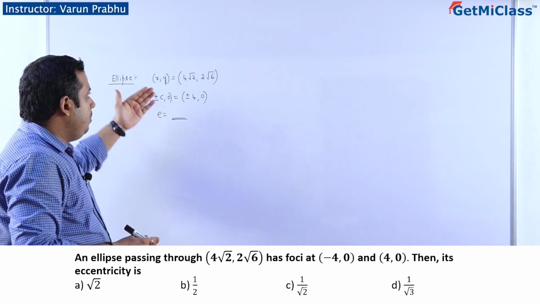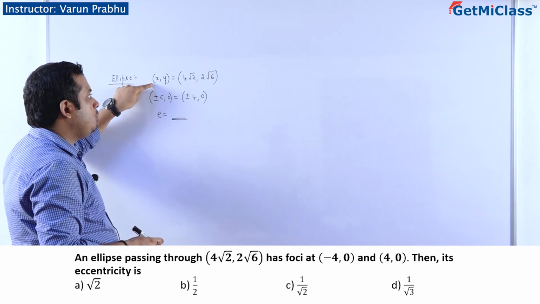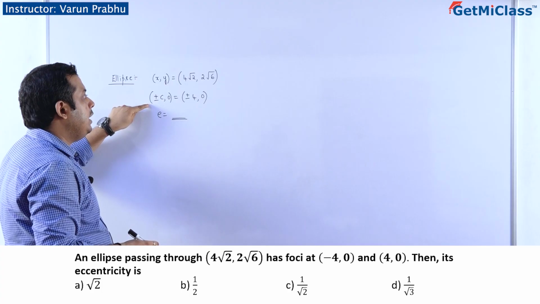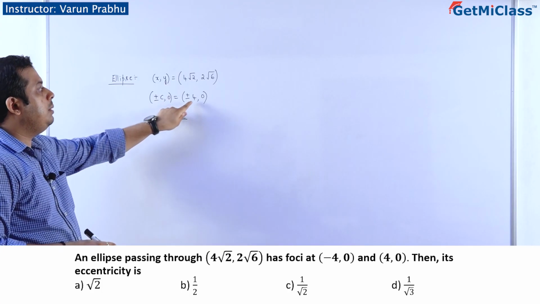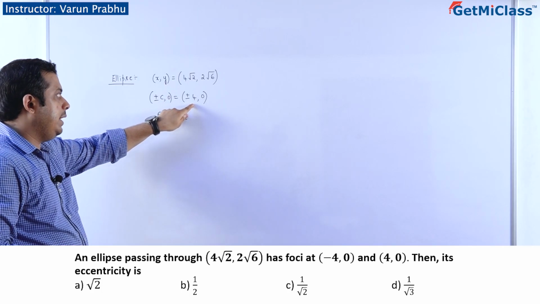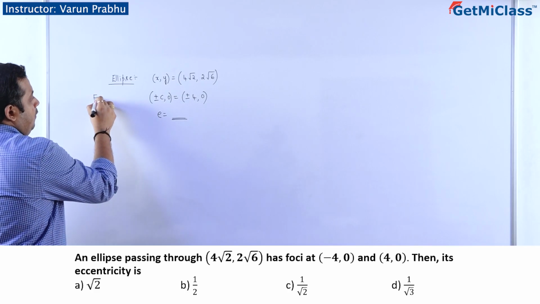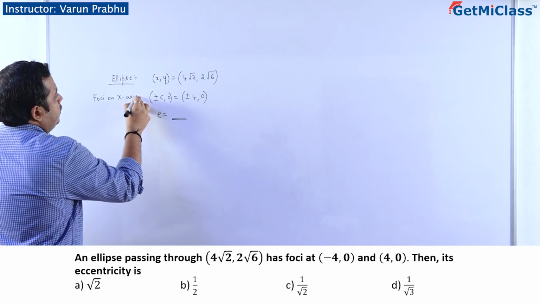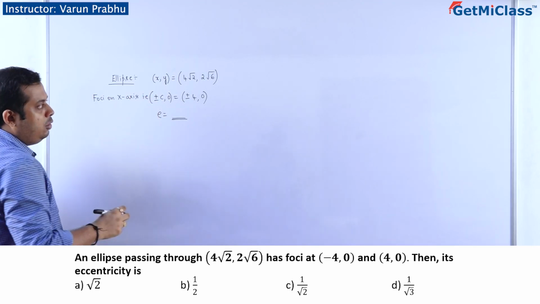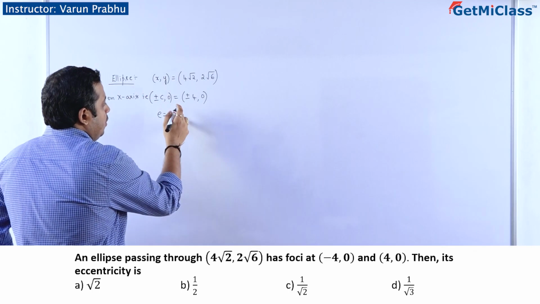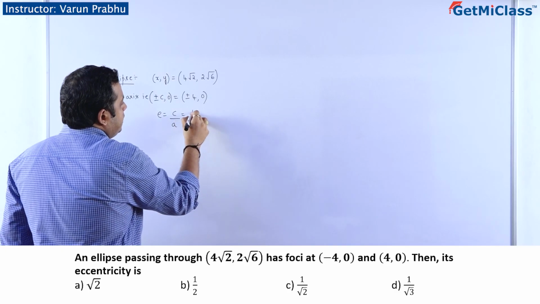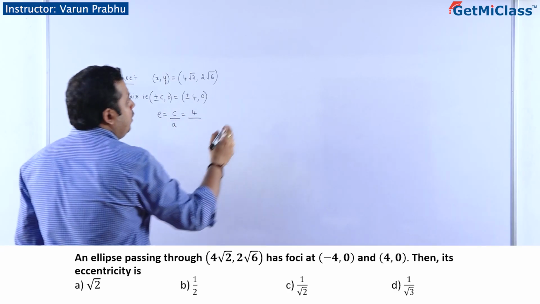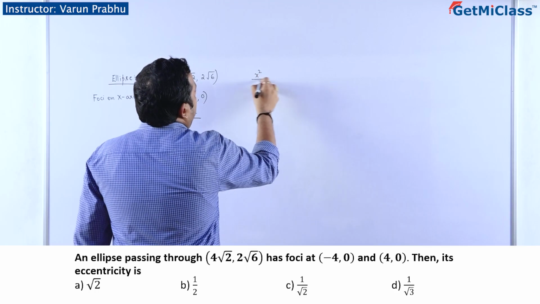Question: it is told in the problem that the ellipse is passing through the point (x, y), and its foci are on the x axis, that is (plus or minus c, 0) is equal to (plus or minus 4, 0). Eccentricity is nothing but c divided by a. So 4 divided by a.